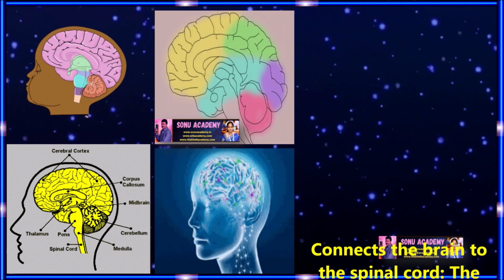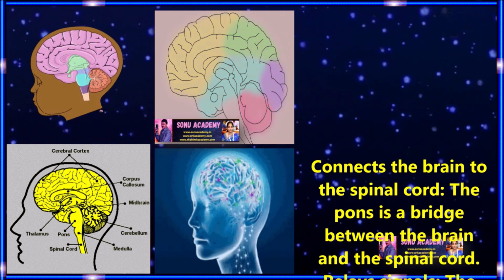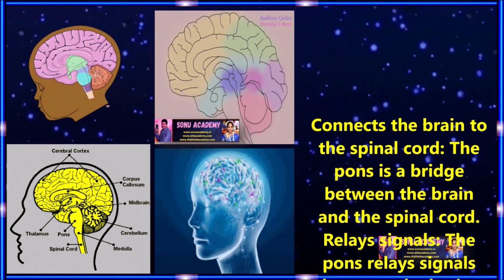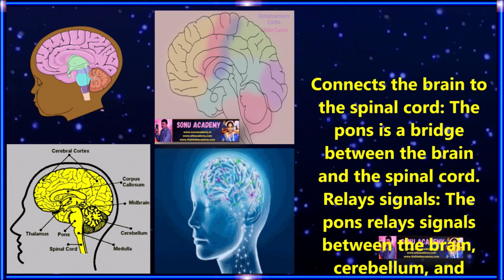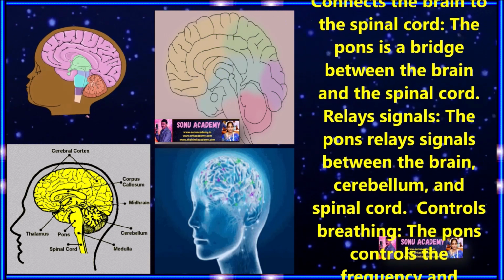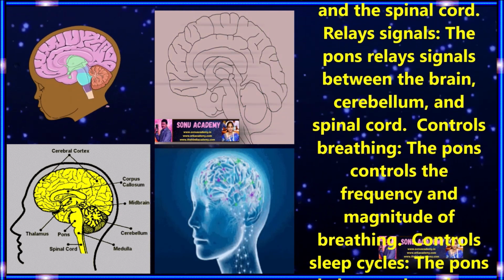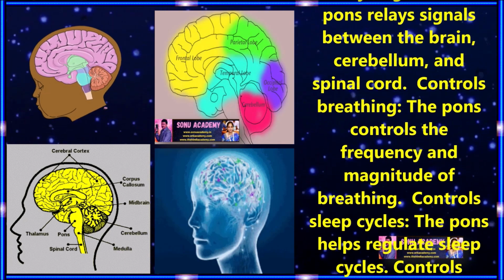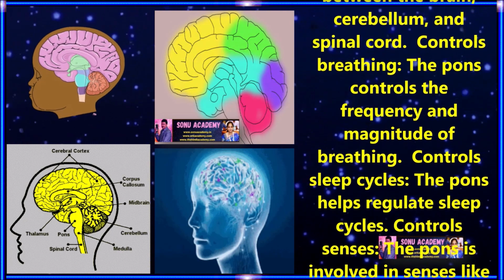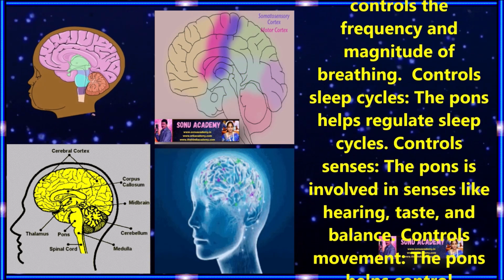Children, now let us discuss what the pons does. Connects the brain to the spinal cord, as we already discussed, the pons is a bridge between the brain and the spinal cord, and it relays signals between the brain, cerebellum and spinal cord. Controls breathing: the pons controls the frequency and magnitude of breathing. Controls sleep cycles: the pons helps regulate sleep cycles.